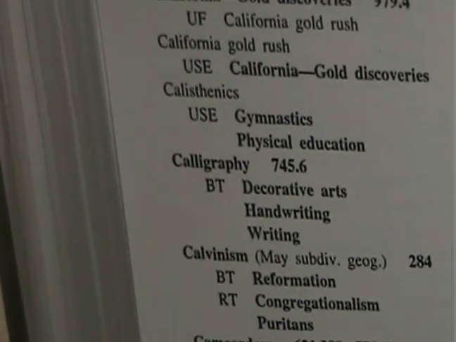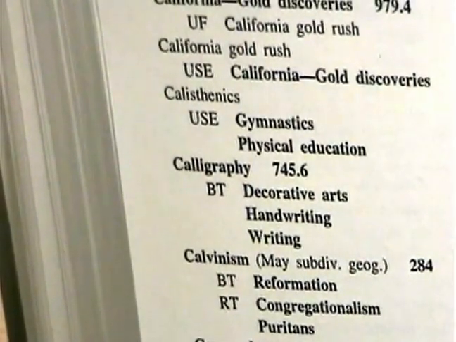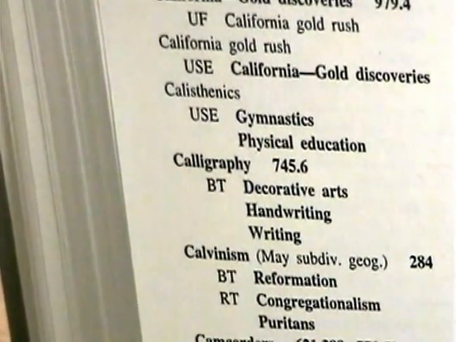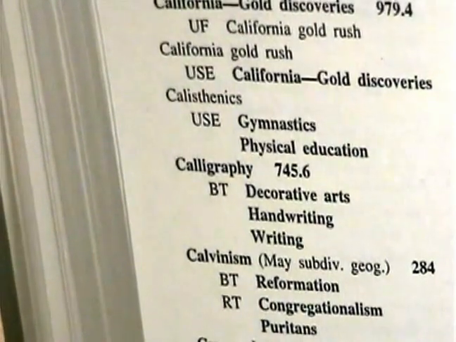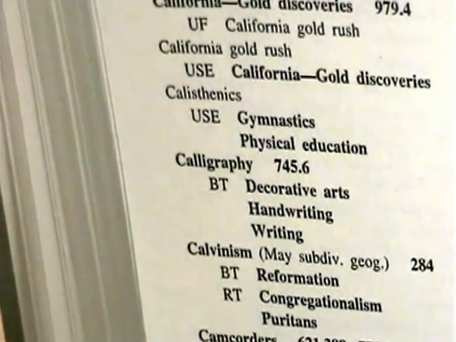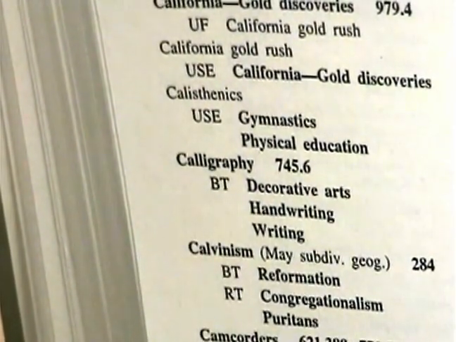Okay, so most of us are librarians in California, and we have a number of books on California. So I go to the Sears book, and the only thing I see listed under California is California Gold Rush, and you use California-Gold Discoveries. Well, what about other books on California?